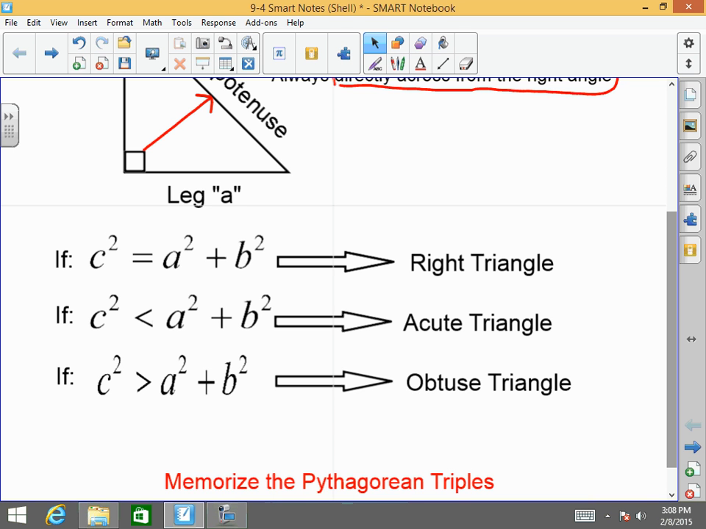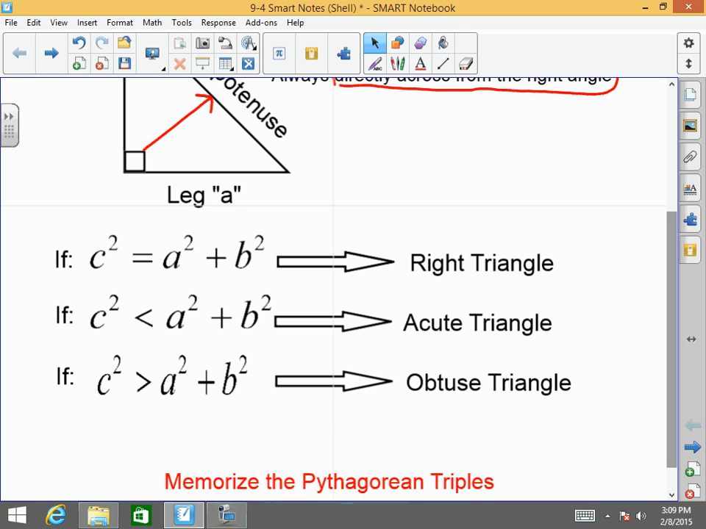Now you already know, hopefully you remember what these triangles are. Remember, a right triangle is a triangle with one 90-degree angle. It's pretty self-explanatory. An acute triangle is a triangle where all of the angles are less than 90 degrees. And an obtuse triangle is a triangle where you have one angle that is greater than 90 but less than 180 degrees. So this is the Pythagorean theorem, my friends. This is it. Really cool stuff.